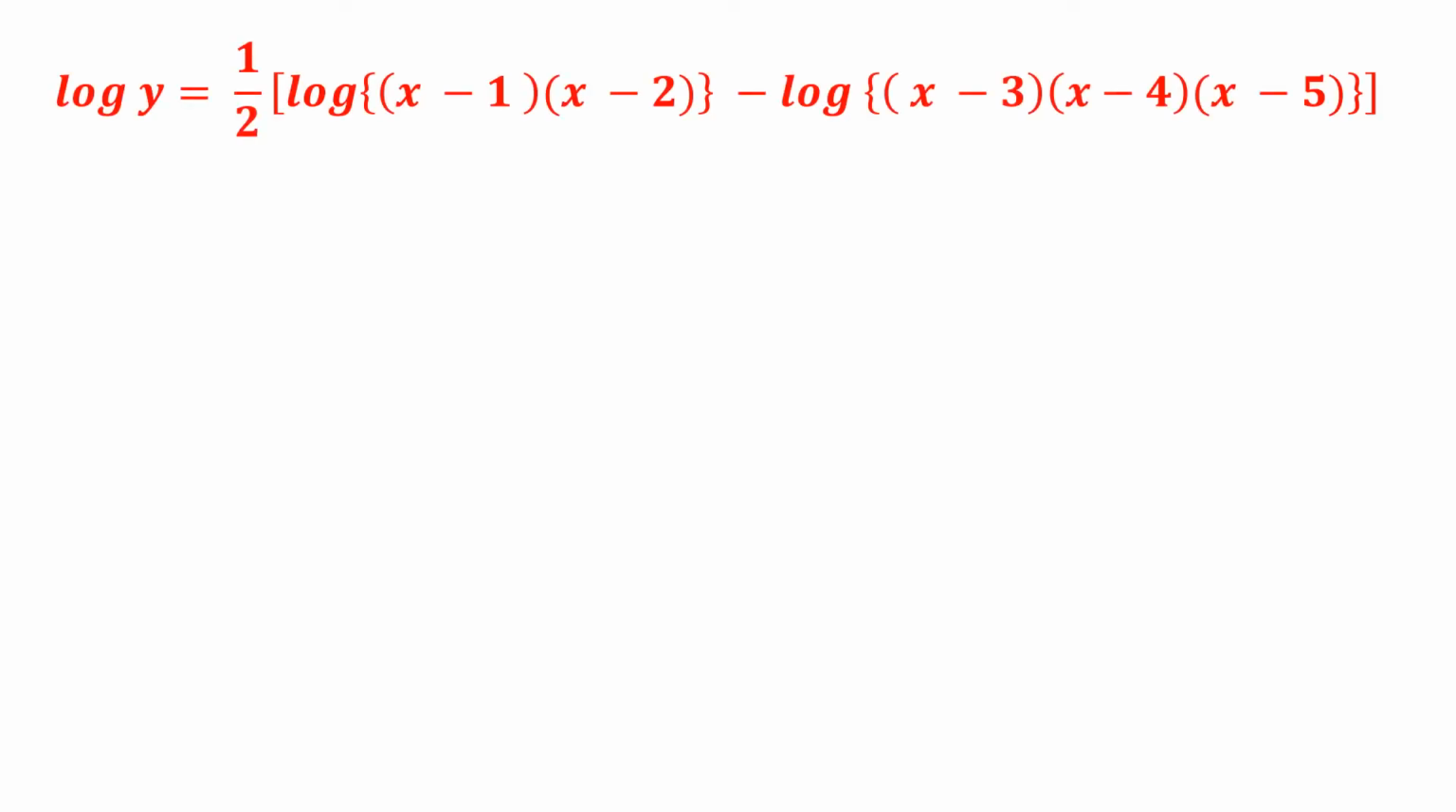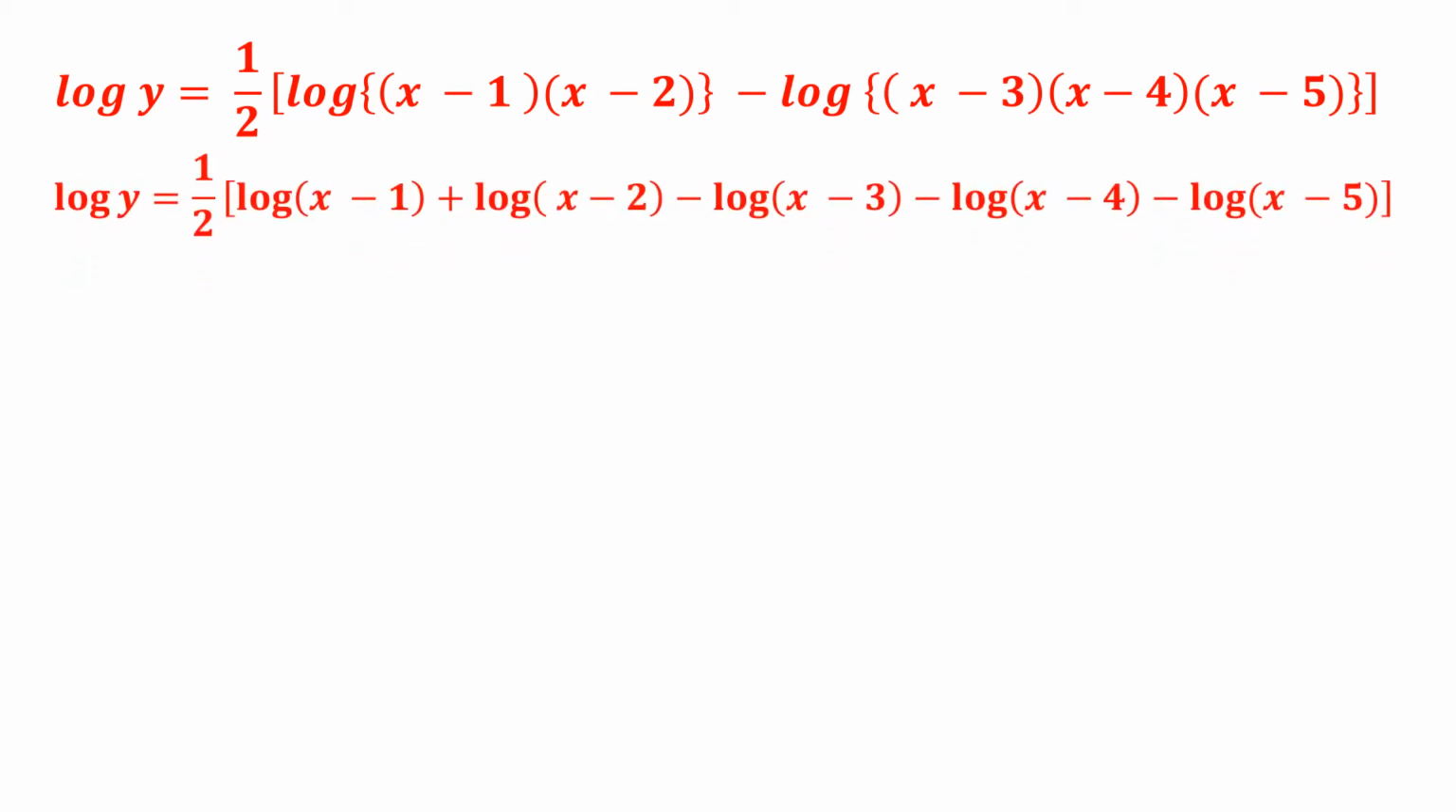Let us take the term from the previous slide. Half into log of (x minus 1) into (x minus 2), and minus log of this. Okay, now what is log of product? It will be plus. Therefore, log of (x minus 1) plus log of (x minus 2), plus log of (x minus 3) plus log of (x minus 4) plus log of (x minus 5). Minus sign is outside, so for all of them it will become minus.